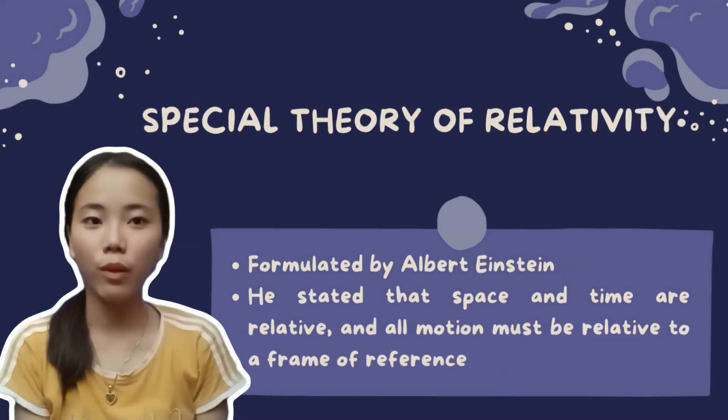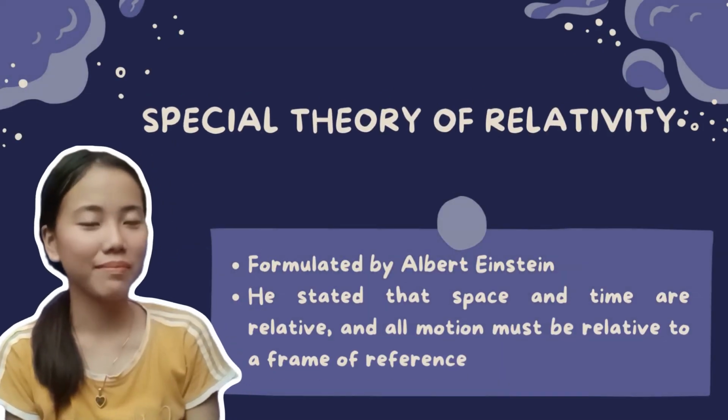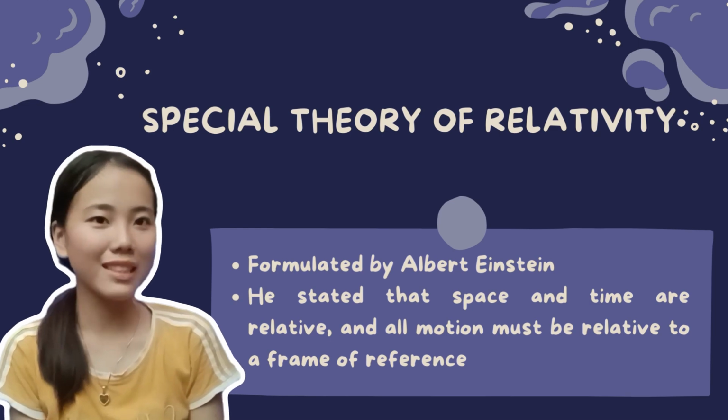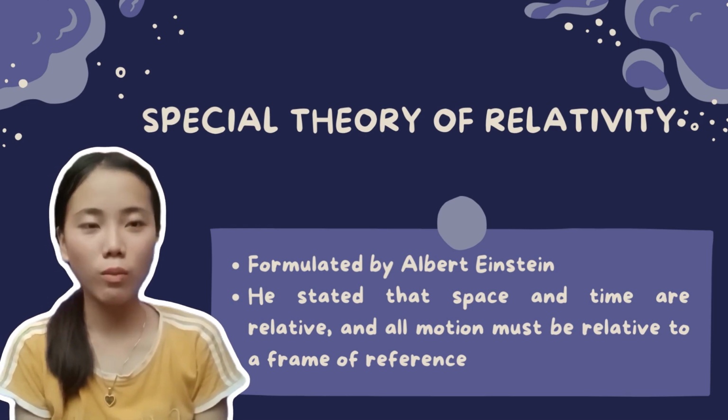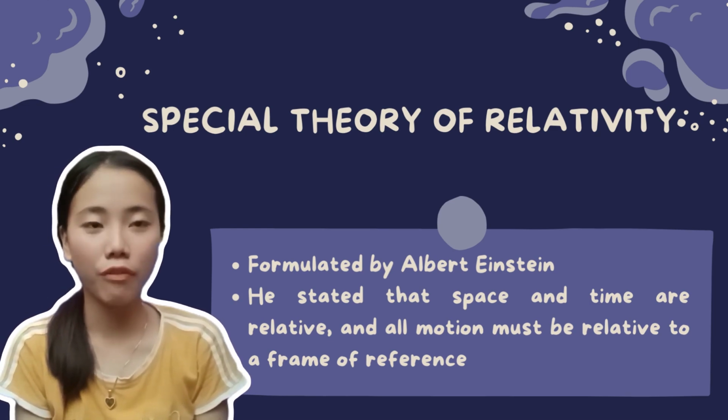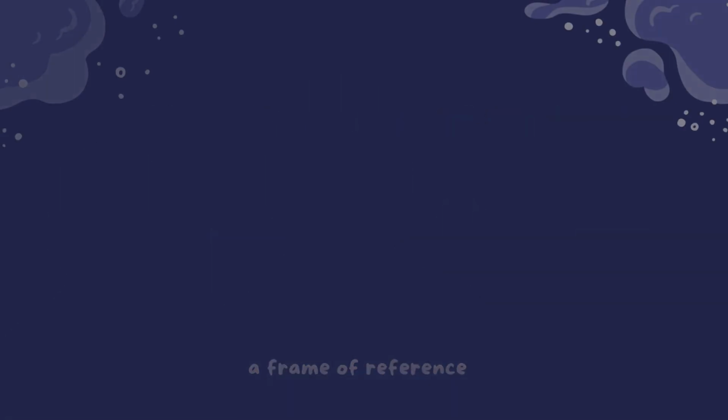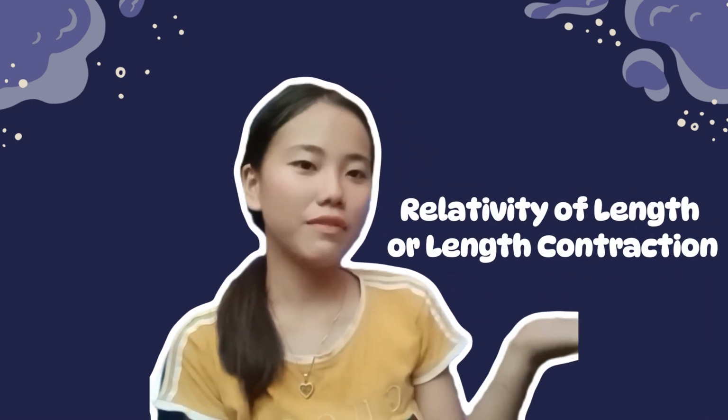The relativity theory was formulated by Albert Einstein, which states that space and time are relative and all motion must be relative to a frame of reference. In this video, involving the relativity of length, we will be deriving a formula for the given problem and try to solve it. But before we proceed, let's first get familiar with the special theory of relativity, the relativity of length or length contraction.